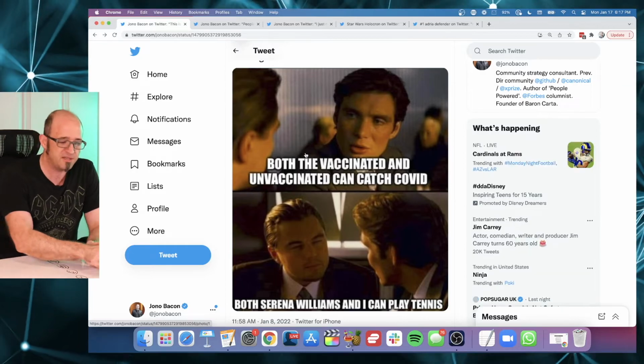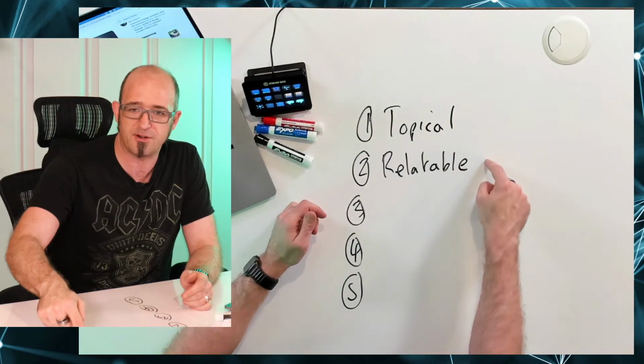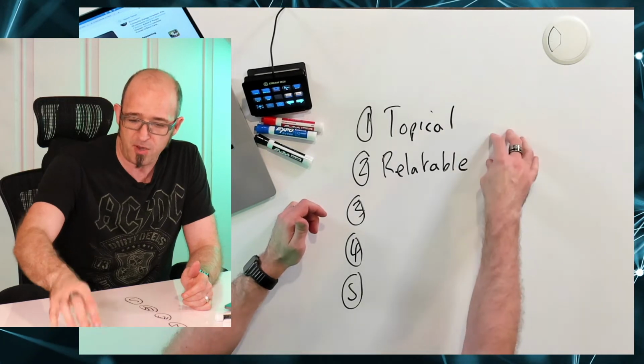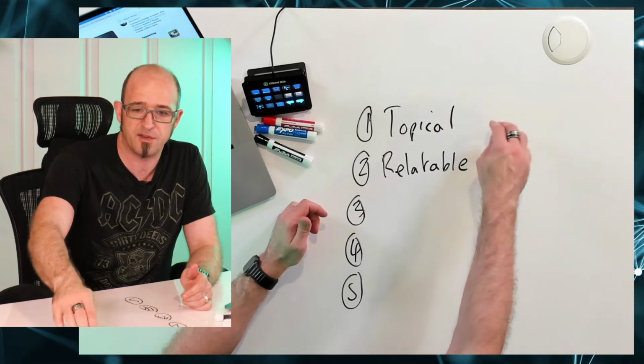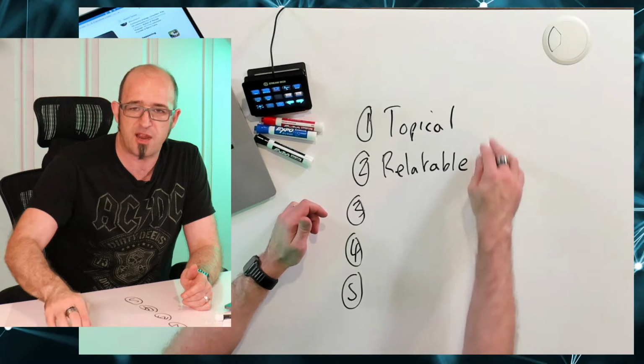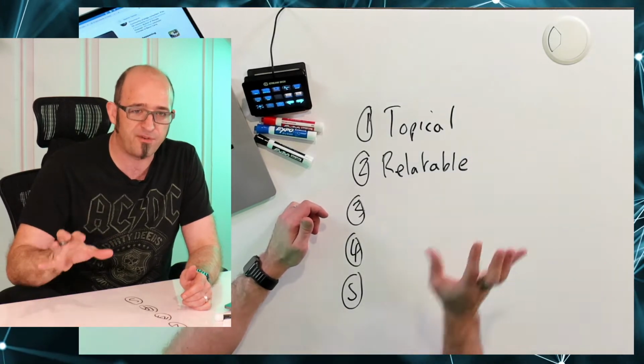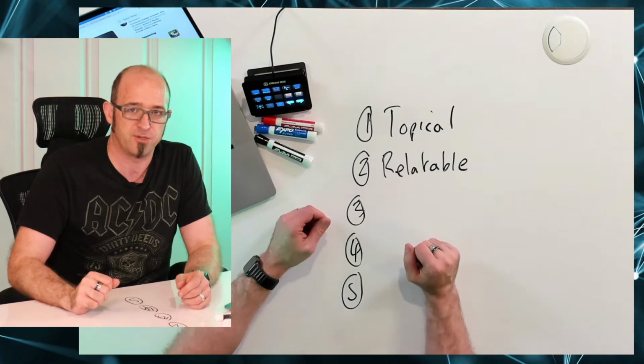So this combo of topical and relatable is a bit of a secret sauce, right? If you can post something on social media that is relevant and topical, and you can share a perspective and opinion that your audience can relate to, then it's going to be by definition somewhat interesting to them, okay?